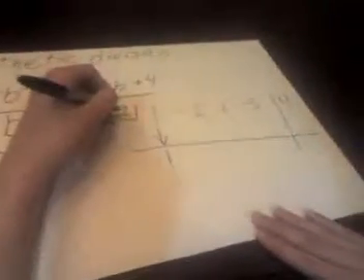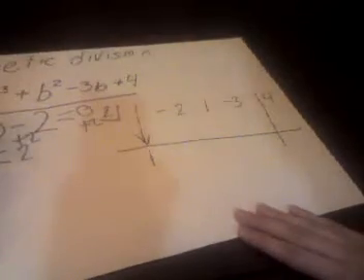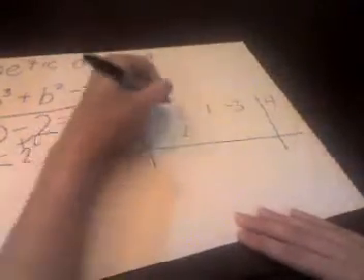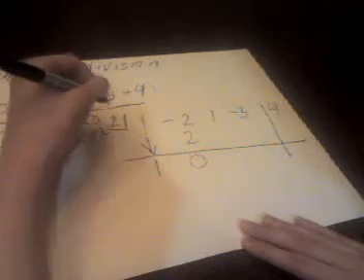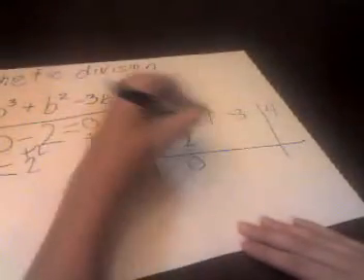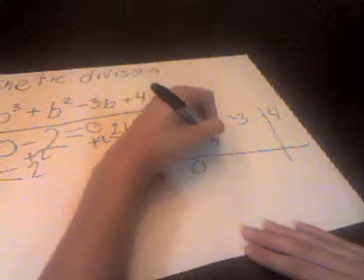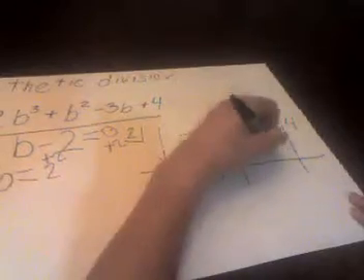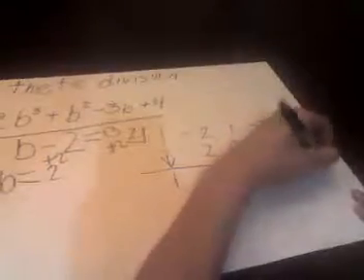And so then you bring down this 1 and you multiply the 2 by the 1 to get 2, and then you combine the second coefficient with the 2 to get 0, then you multiply the 2 by the 0 to get 0, and then you combine the third coefficient with the 0 to get 1. You multiply it by 2, you get 2, you combine them, -1 times 2 is -2. You combine that and you get 2.